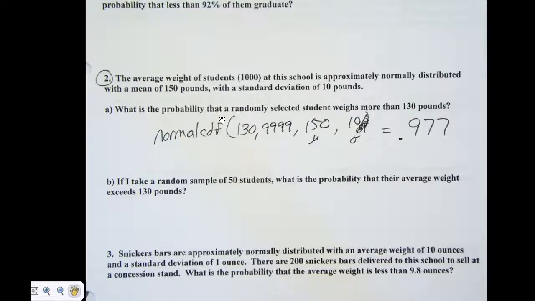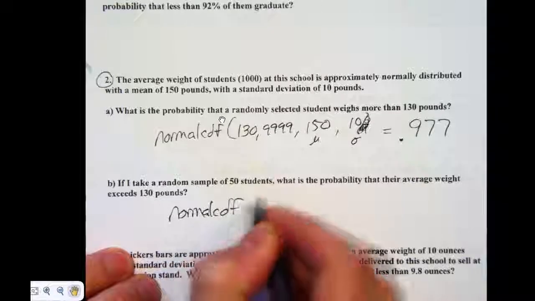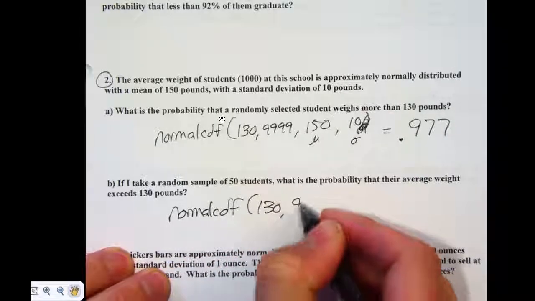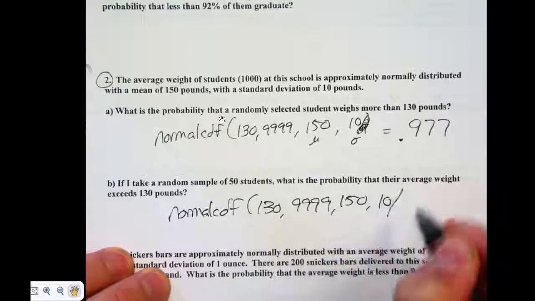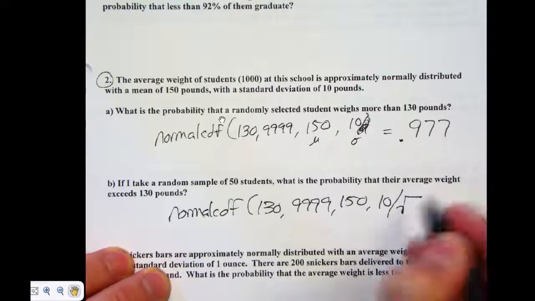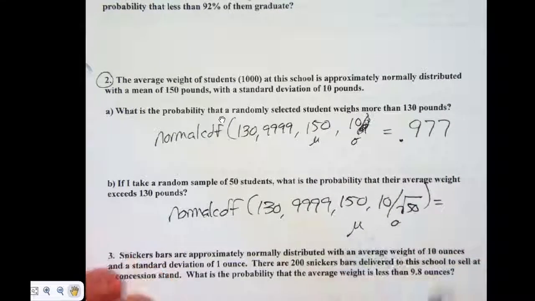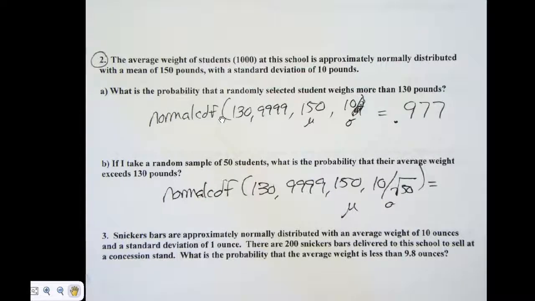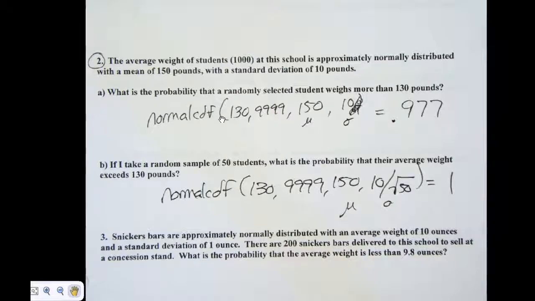Okay. So the second one I think is 1 when you type it in, right? So it's normal CDF. Everything's the same except for what? Except the standard deviation is going to be 10 divided by the square root of, what am I taking, 50? Yeah. So I wouldn't even do the 7. I would just type in square root of 50 when you're doing it. And it's not really 1, but it's so high, it might as well be 1.